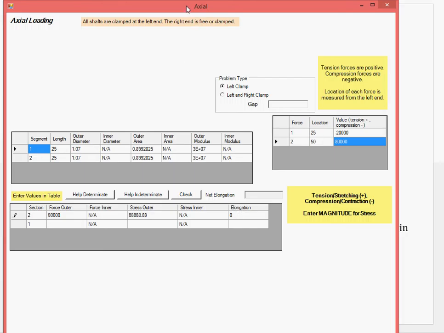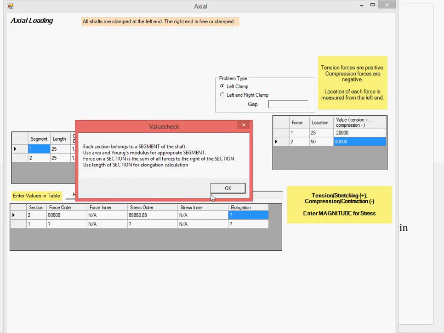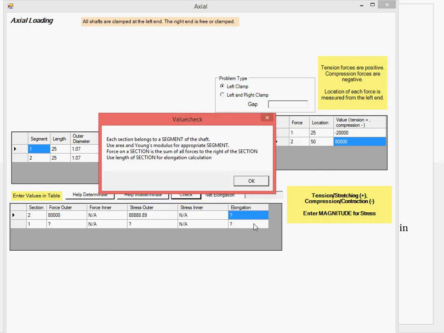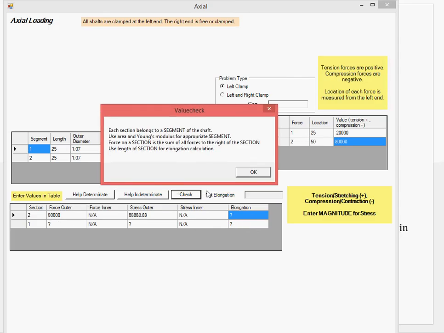Let's do something here quick. What if I just enter it as 0.074? Now, when you enter in nothing, or enter in something wrong, it'll come up as a question mark, and it has this value check that popped up. It kind of runs you over some things to double check. Double check that you're using the right values for your segment, that you're summing up the force correctly, and that you are using that section's length in your calculations.